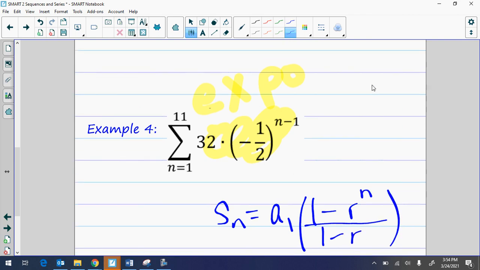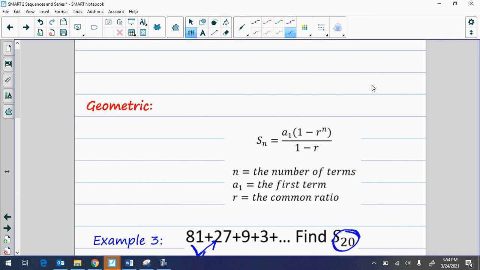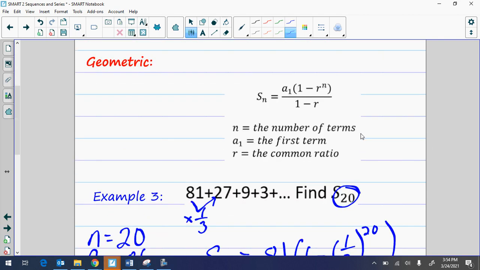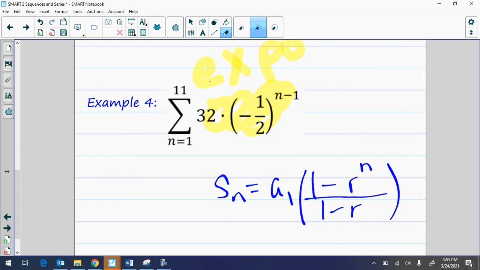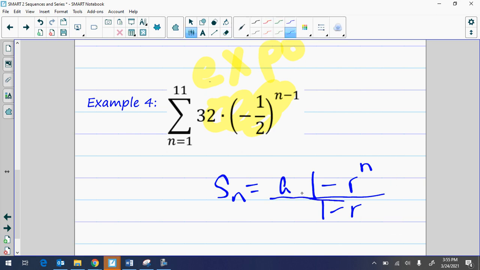Let me check and make sure I got that right, because I don't always have this one memorized correctly. 1 minus r over n. Sorry, I wrote it a little different. It's the same, but I wrote it different, so I don't want to confuse you. Let's try that again. You see what I mean by that's the same, right?